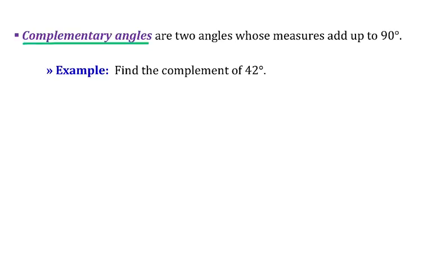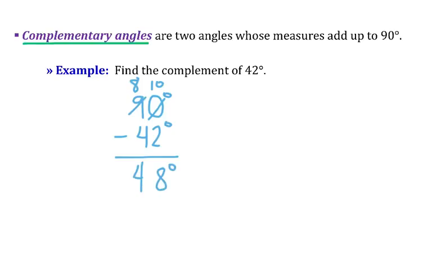So let's try one more here, where we're asked to find the complement of 42 degrees. Basically, this means find the angle that you have to add to 42 to get to 90. Or said another way, take the final sum of 90 and subtract one part of that sum, which is 42, and what's left will be the complement. So I can show a little borrowing here. 10 minus 2 is 8, 8 minus 4 is 4. So in this problem, the complement of 42 degrees would be 48 degrees.